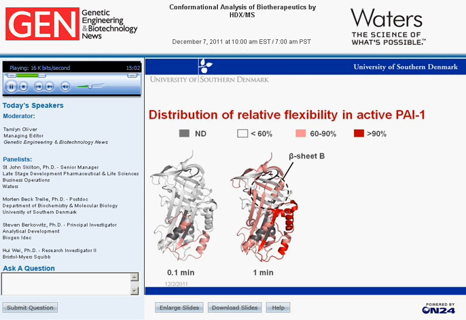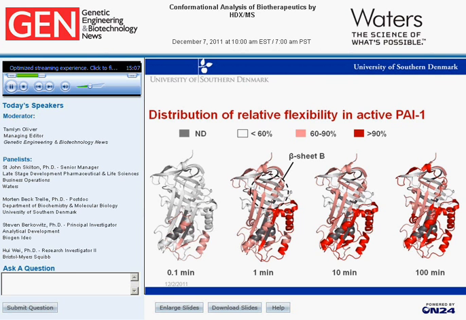If we then look at the 10-minute and 100-minute time points, we see this trend continuing. More peptides in the lower right corner get fully exchanged, while the central or the core beta sheet B remains relatively unexchanged. So what this shows is that you actually have a molecule where the flexibility is polarized, in the sense that the lower half of the molecule is way more flexible than the top half, and especially than the core beta sheet B.